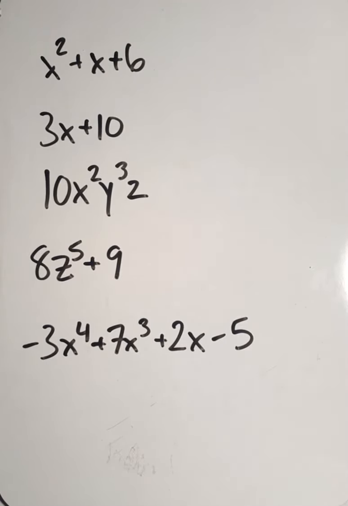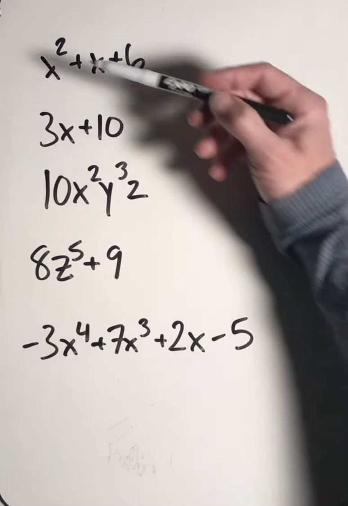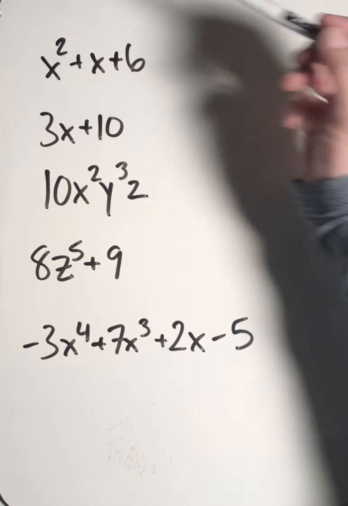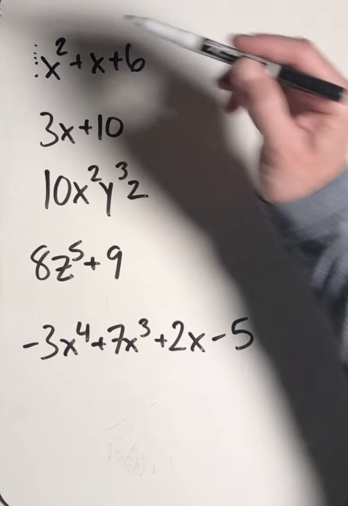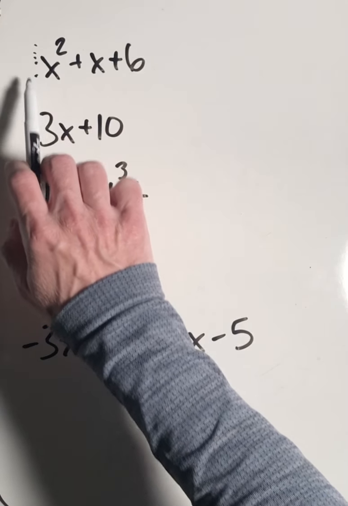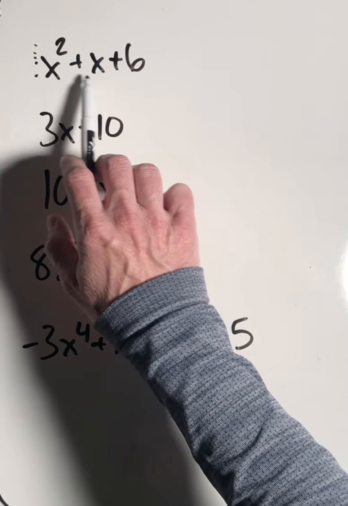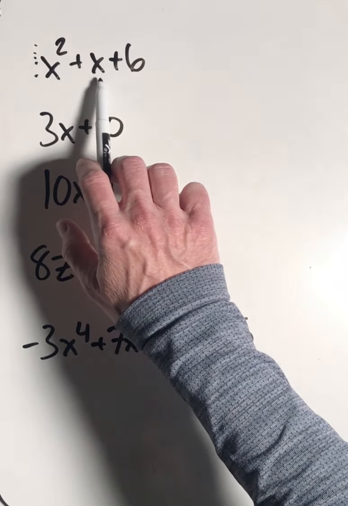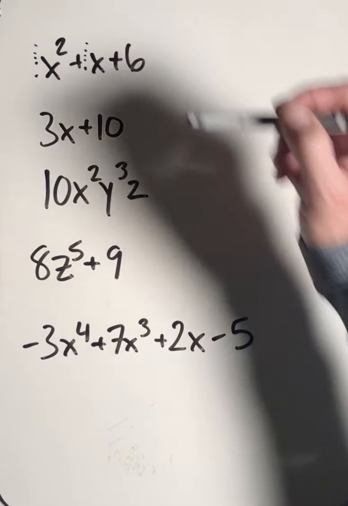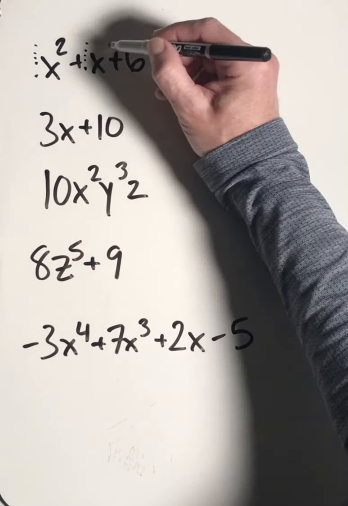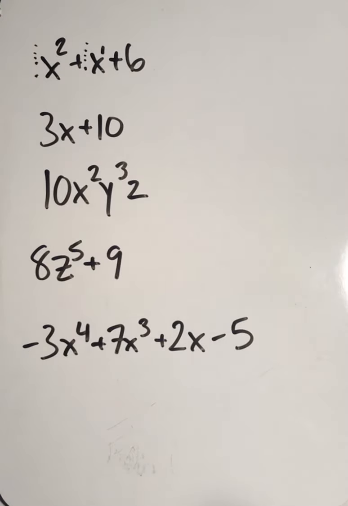We should be familiar with the word coefficient by now, and that is the number that occurs to the left of the variable. This x squared, there is one of those. So there's really an imaginary 1 here. The coefficient on this term is 1. Likewise, this term in the middle, the x by itself, also has a coefficient of 1, and it also has an exponent of 1.